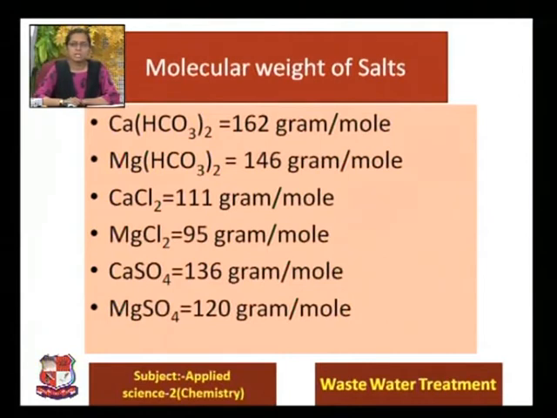Now we have seen the salt names. Now we will be looking at the molecular weights of the salts. Calcium bicarbonate has a molecular weight of 162 gram per mole. Magnesium bicarbonate has a molecular weight of 146 gram per mole. Then we have calcium chloride, which has a molecular weight of 111 gram per mole, or you can say 110 is also the correct value for calcium chloride. Then we have magnesium chloride, which has 95 gram per mole. Then calcium sulfate has 136 gram per mole, and magnesium sulfate has 120 gram per mole of molecular weight.